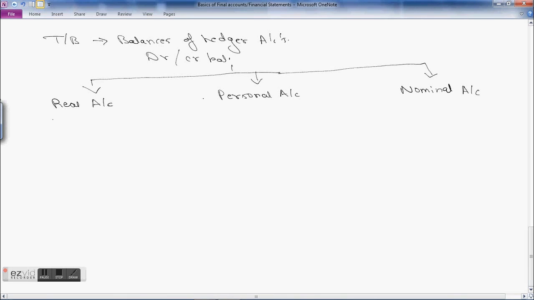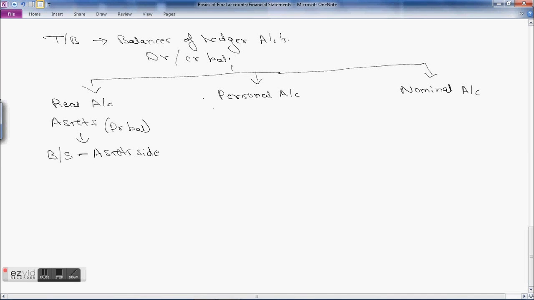Okay, so real account will have your assets. Now all these assets will be taken to the balance sheet asset side. All assets usually have a debit balance only. So all these assets will be taken to the balance sheet asset side.